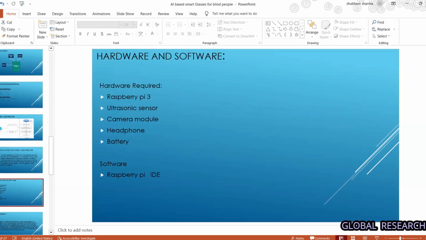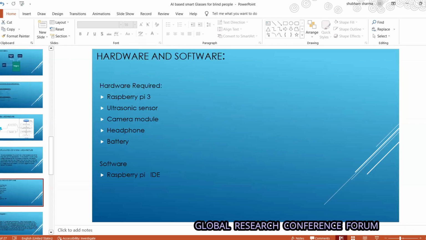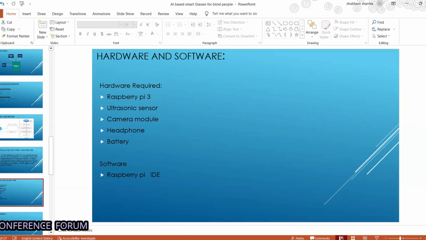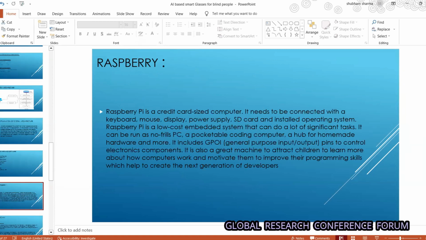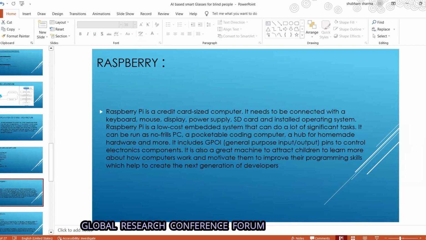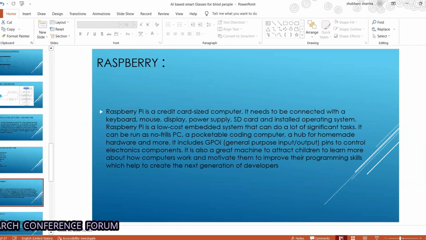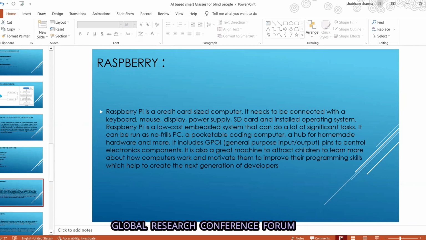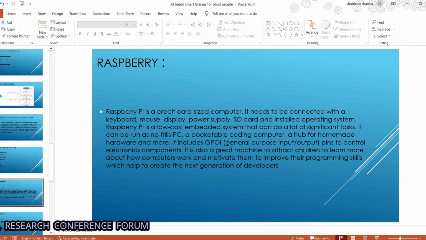These are the hardware requirements. We will use a Raspberry Pi 3, ultrasonic sensor, camera module, headphone, batteries, and the Raspberry Pi IDE. You may know the basics of the Raspberry Pi. It is basically a card-sized computer. It needs to be connected with a keyboard, mouse, display, power supply, and SD card, and an operating system installed.